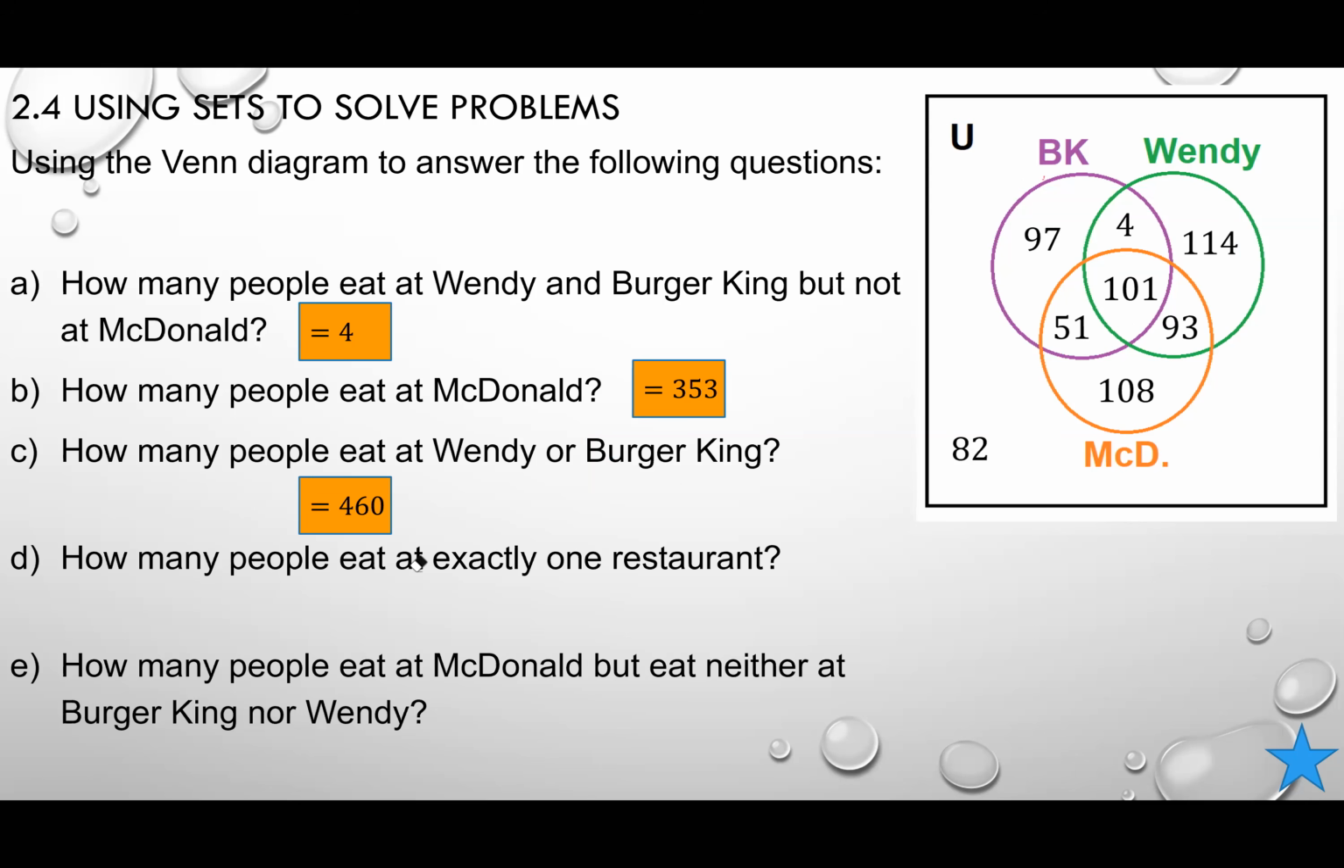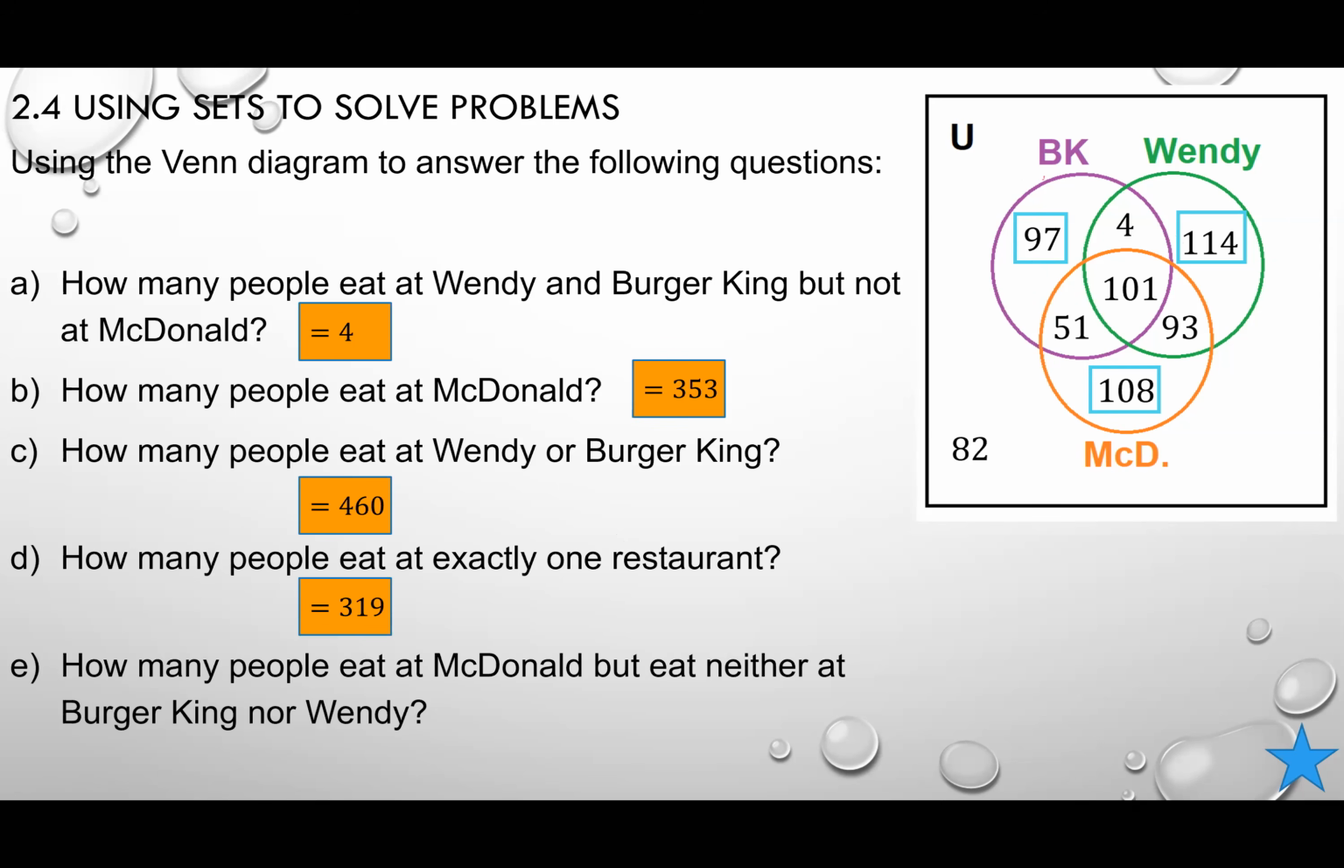And how many people eat exactly one location or one restaurant? Do you agree that it doesn't matter what restaurant, 97 of them eat at one location, 114 eat at one location, 108 eat at one location, right? These people only eat at Burger King and not the other two. These people eat only at Wendy's, not the other two. And these people eat only at McDonald's and not the other two. So in this case, if I add them up, I have 319 of them eat at exactly one location.